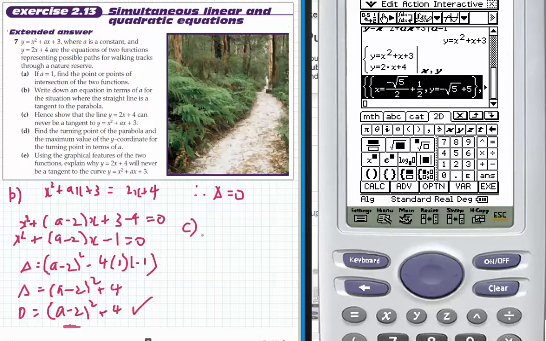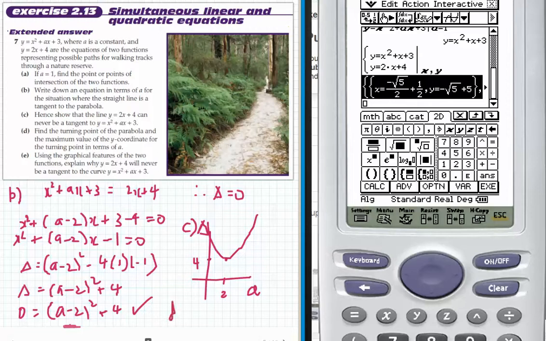Part C says, hence show that the line can never be a tangent. Well, it can never be a tangent because if I was to graph the discriminant against a, it's a positive parabola that has a turning point at (2, 4), and looks like that. It can never equal 0. And since the discriminant can never equal 0, it can never be a tangent.